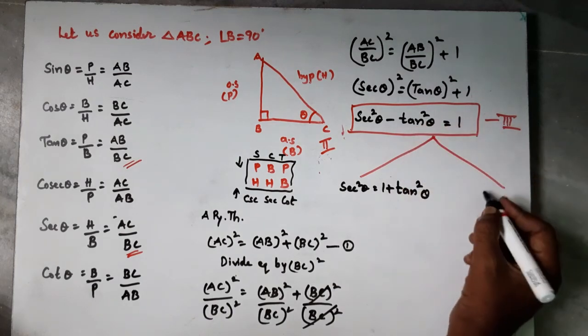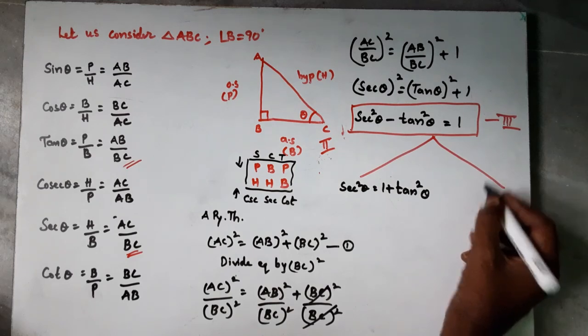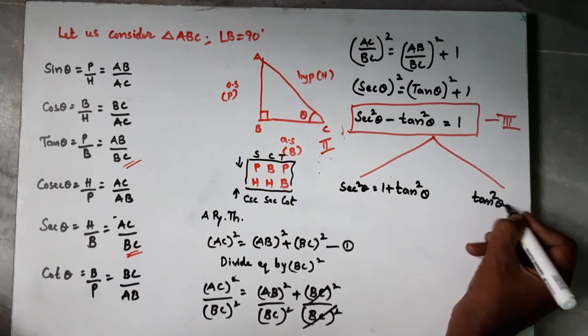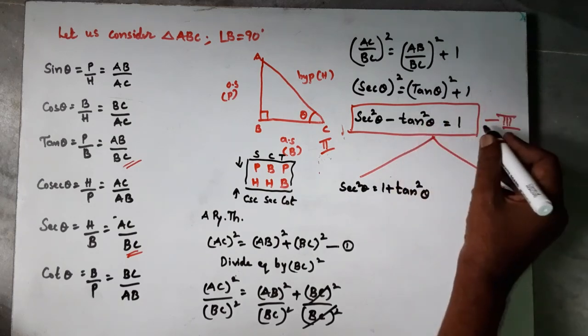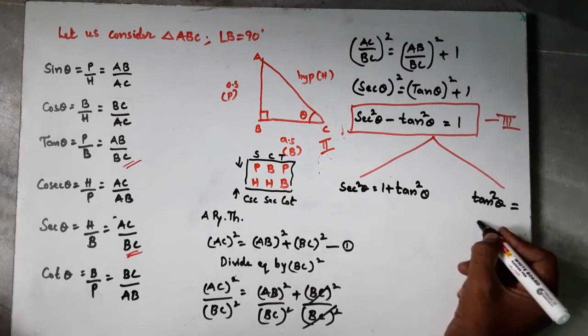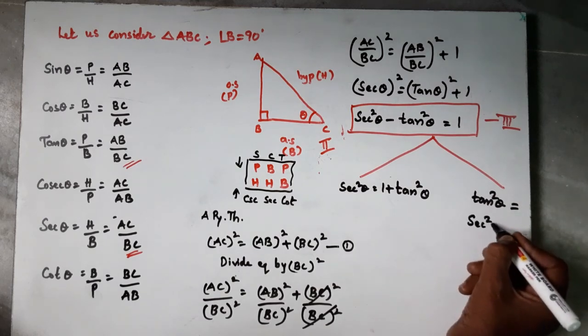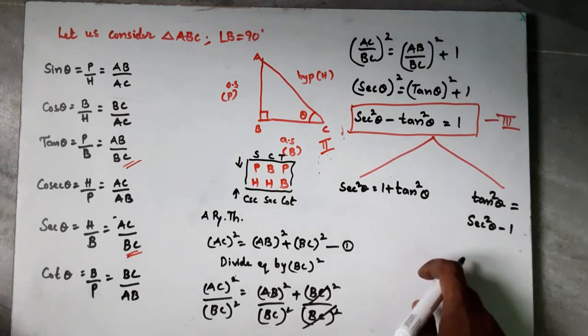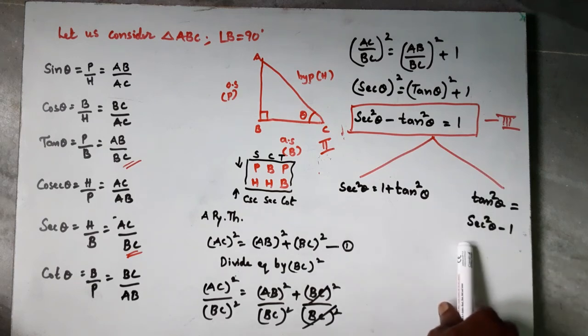Now here, tan square theta is equal to, transposing minus tan square theta to the RHS and 1 to the LHS, tan square theta is equal to sec square theta minus 1. So like this we are going to simplify another 2 more trigonometric identities.